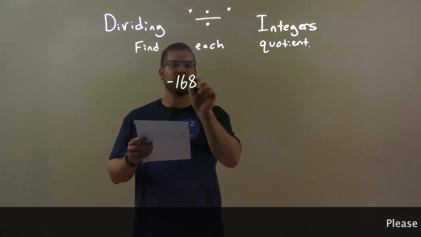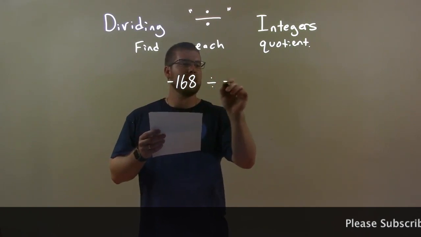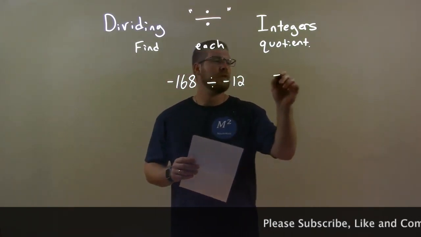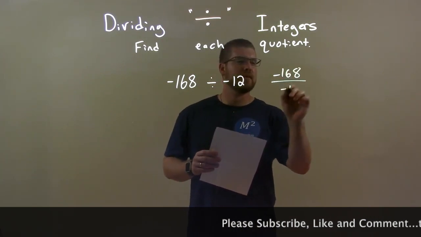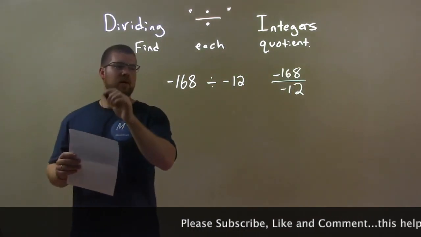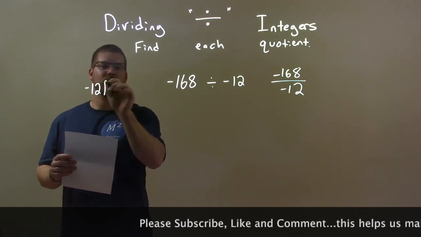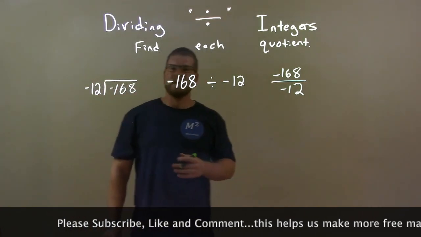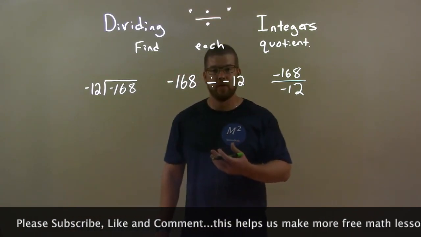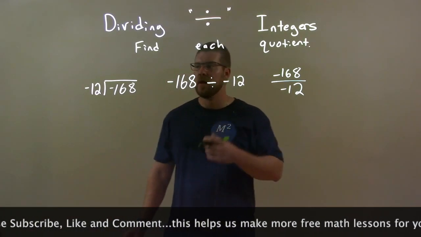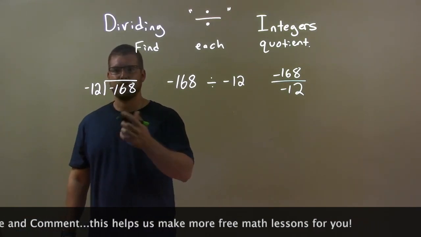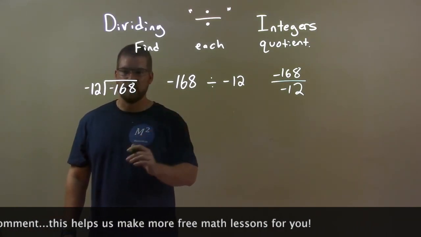Negative 168 divided by negative 12. Now we can see that also as a fraction, negative 168 over negative 12, or in long division form, negative 12 that goes into negative 168. So this is one that most of us probably don't have off the top of our head, though you might just know the answer. What I'm going to do is long division here. Now, I ignore the negatives while I do this, and I worry about the negative at the end.